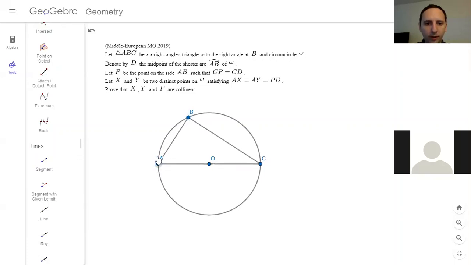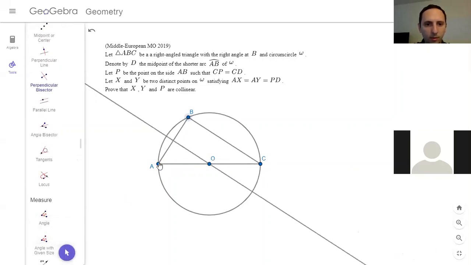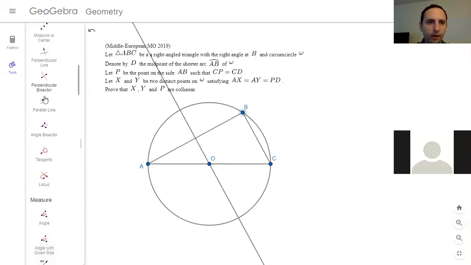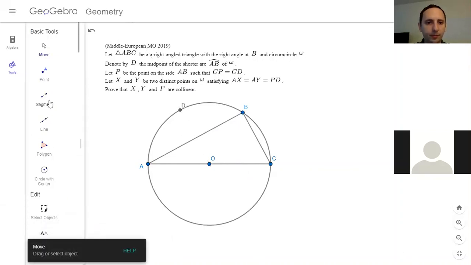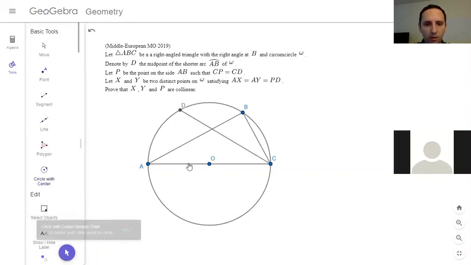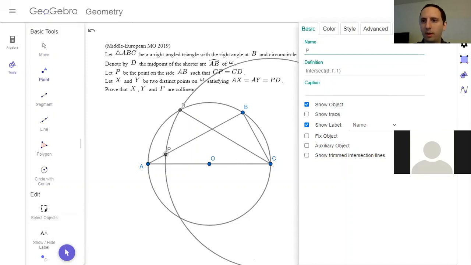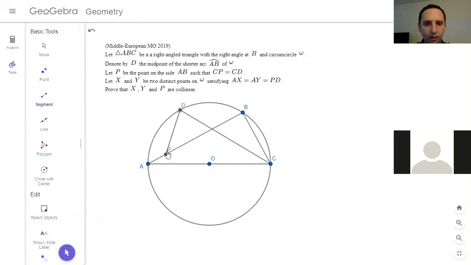Okay, so I'm going to take the perpendicular bisector of AB. Well, actually, I think I'm going to want to make B over here instead. You'll see why. So we want P to be such that CP is equal to CD, and P is on AB. So this is P. And then CPD is isosceles.